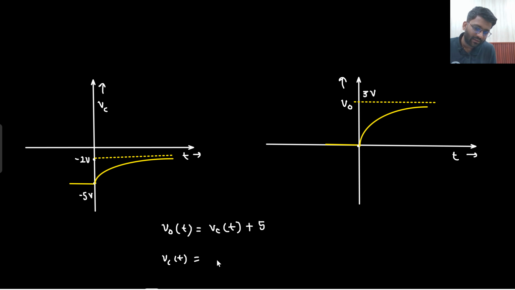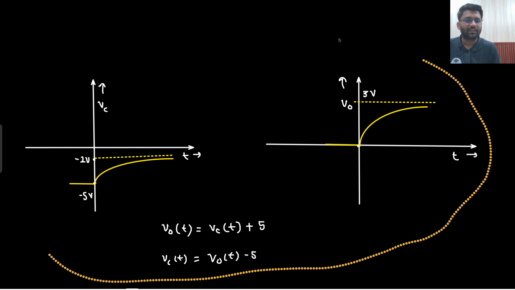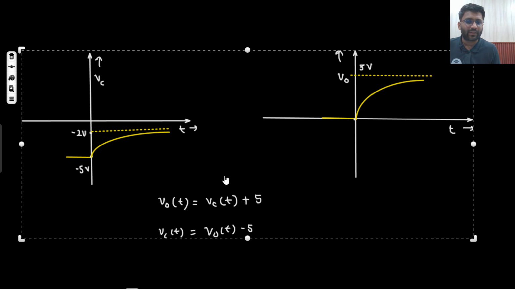VCT will be nothing but V naught T minus 5. So shift this waveform by 5 downward. So 0 will become minus 5 and 3 will become minus 2. There you go. Okay, so that's the answer. Very straightforward question. This was very easy.